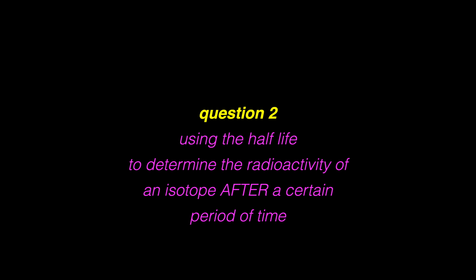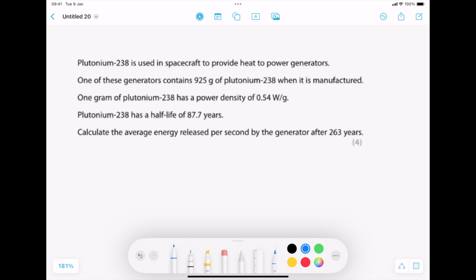Second question. Plutonium-238 is used in a spacecraft to provide heat to power generators. One of these generators contains 925 grams of plutonium-238 when it is manufactured. 1 gram of plutonium-238 has a power density of 0.54 watts per gram. Plutonium has a half-life of 87.7 years. Calculate the average energy released per second by the generator after 263 years. So we've got this plutonium source. It's decayed by some amount, and we want to know how much energy it has after 263 years.